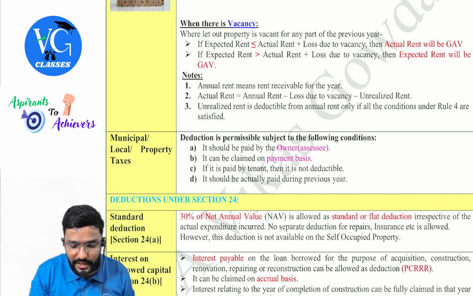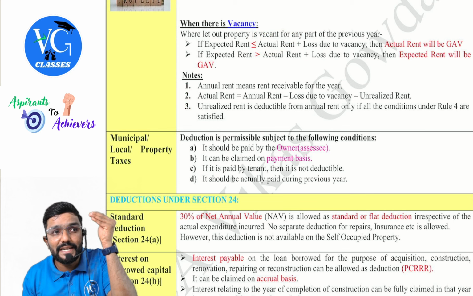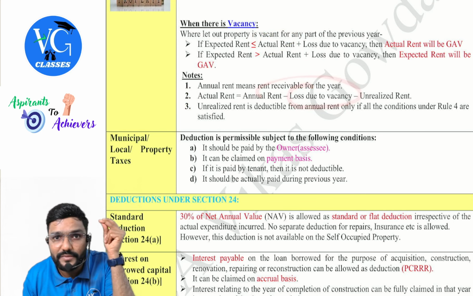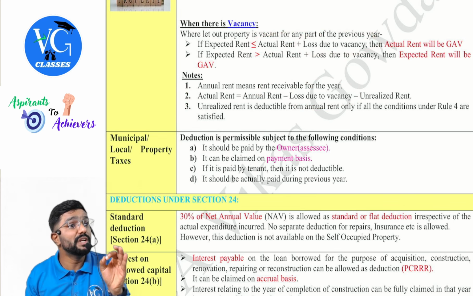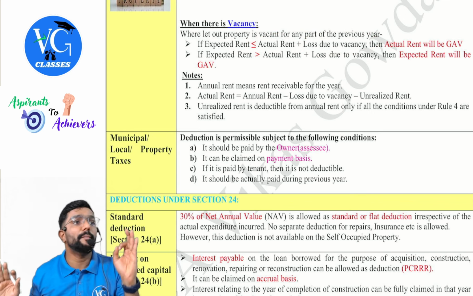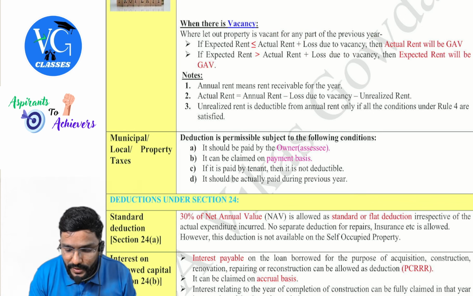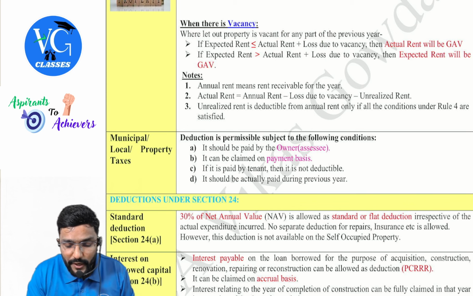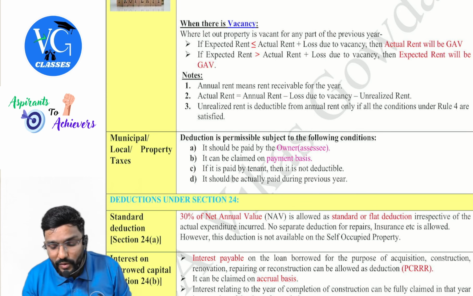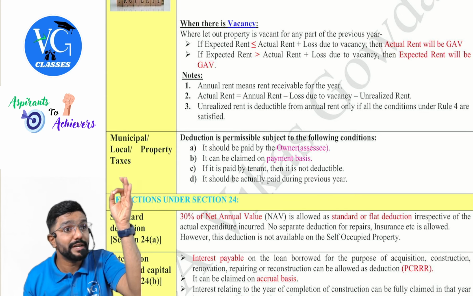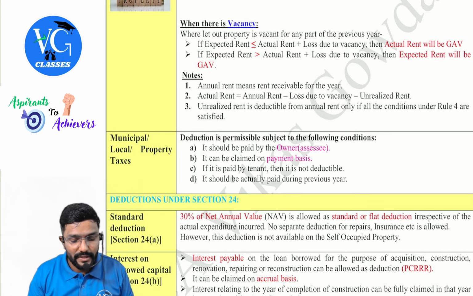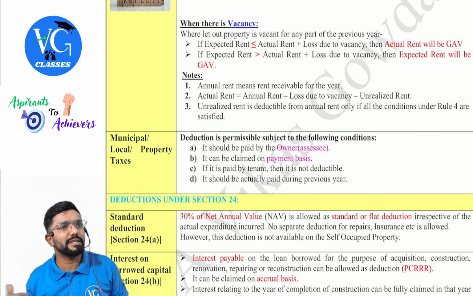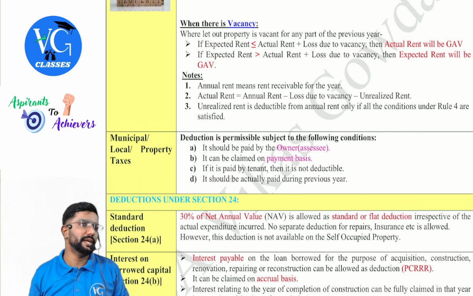So for actual rent, please listen here. While calculating actual rent, you would have already reduced loss due to vacancy. Now what should you do? Add it back, only for comparison purposes. So compare expected rent with actual rent plus loss due to vacancy. If actual rent plus loss due to vacancy is more, actual rent will be GAV, not actual rent plus loss due to vacancy. Then what if expected rent is more than actual rent plus loss due to vacancy? Then expected rent will be GAV.